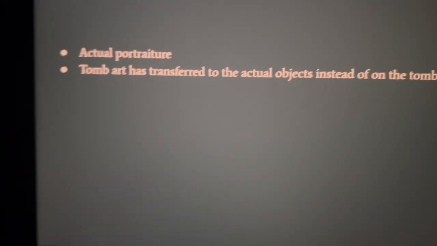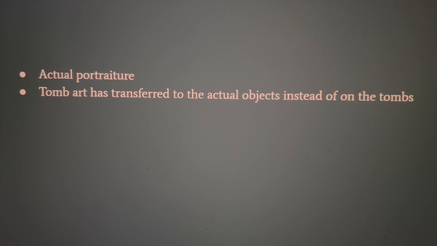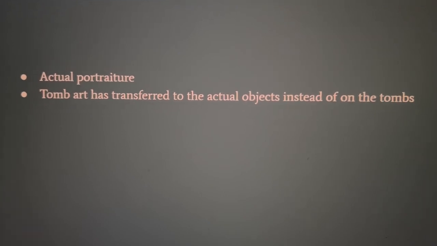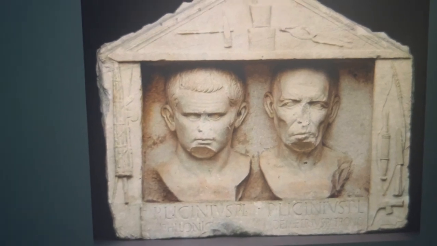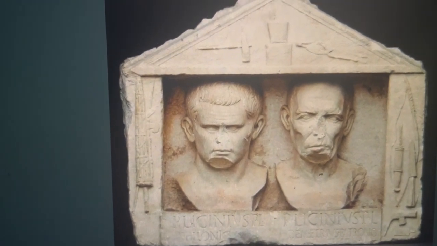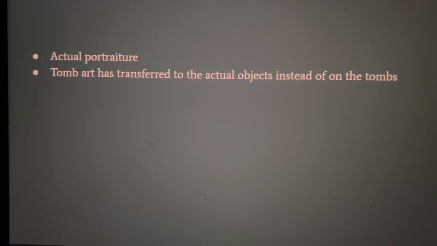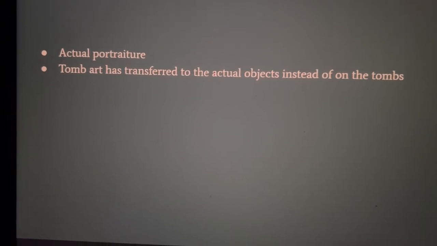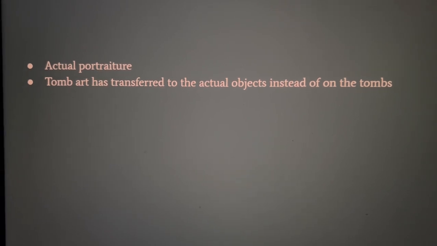Let's see, something I noticed here is that this is where we get a more accurate portraiture to sort of immortalize the person that was buried. I believe Philonicus and Demetrius were actually freedmen instead of aristocrats or whatever Romans called them. And from what I've been able to piece together, tomb art has transferred from being on the tombs themselves to the objects placed in them.